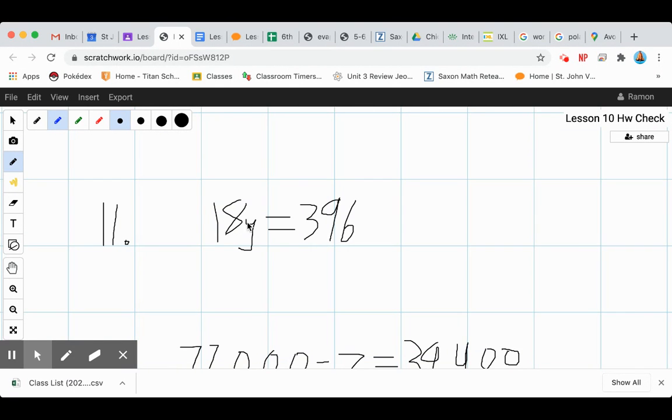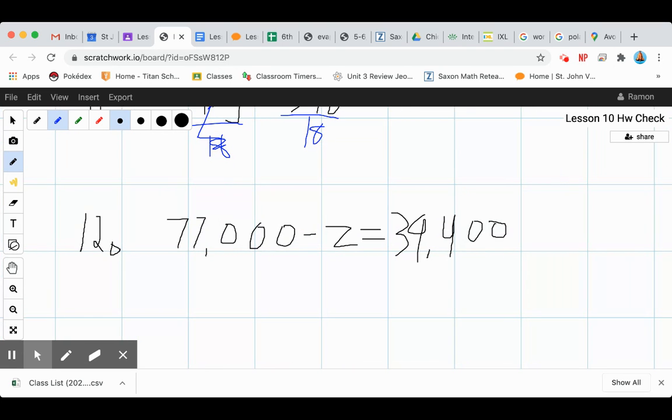For number 11, we're being asked to find the value of y. 18 multiplied by y equals 396. Since we're multiplying, we have to use our inverse operation, which is division, and we're going to divide both sides by the factor of 18. That's going to remove the 18 from the y, and then 396 divided by 18 will be the value of y.